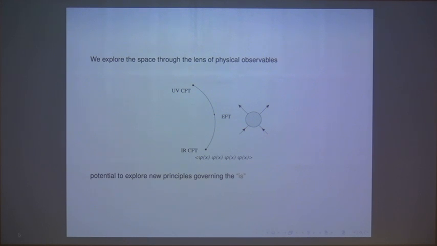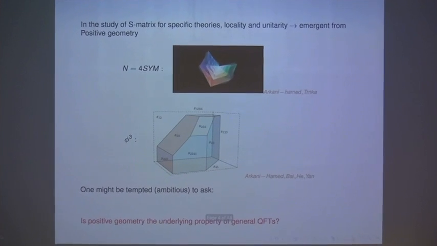So for the CFT, the natural thing will be the 4-point correlation function, and for the effective field theory it will be the 4-point S-matrix element. Now, looking at this through the lens of physical observables will allow us to explore the possibility of having new principles governing what that word actually means. Now, why might I expect that there are some new principles to be discovered? Well, because we've already seen this in the study of scattering amplitudes.